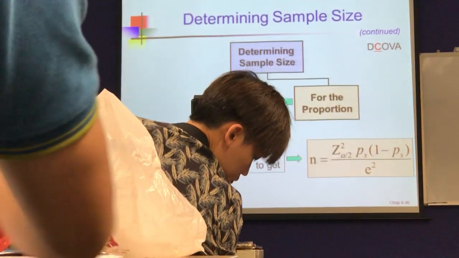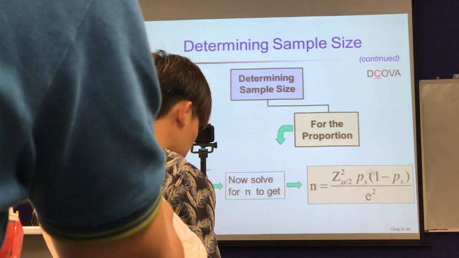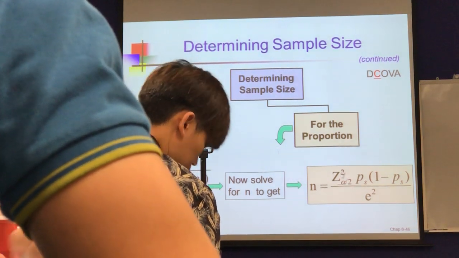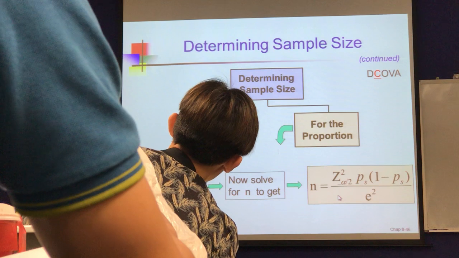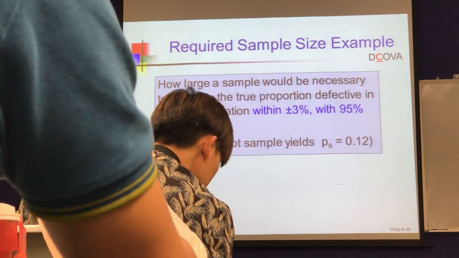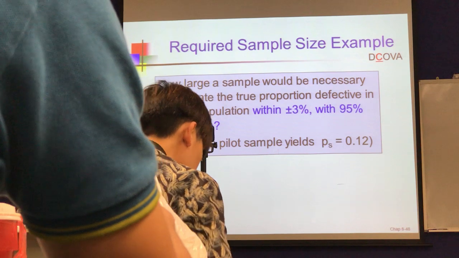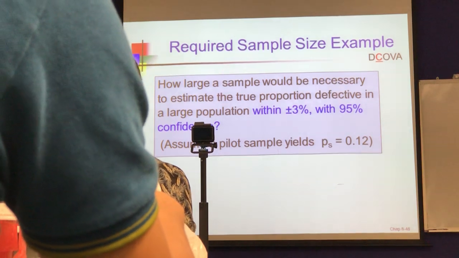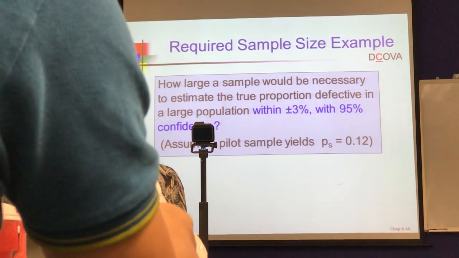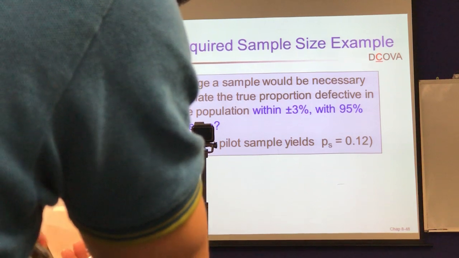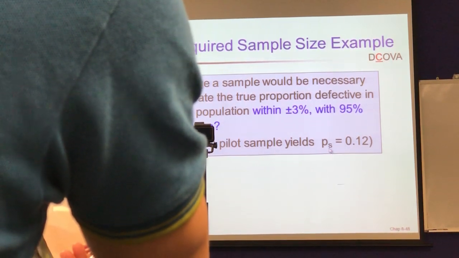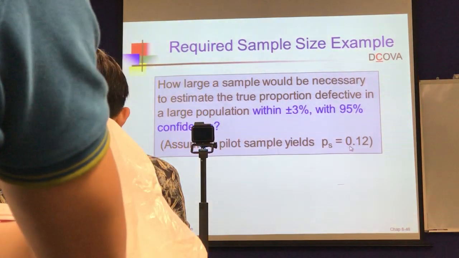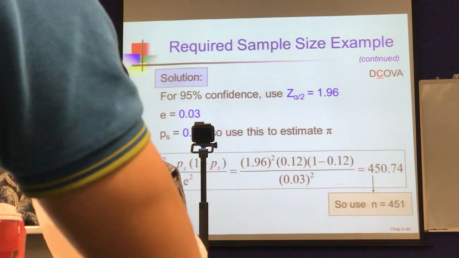For a proportion, you use this formula here, it ends up like this. Again, forget about the alpha divided by 2. So, let's look at one example. Let's say how large a sample would be necessary to estimate the population proportion affected in a large population within plus minus 3% with 95% confidence. So, what you need to do, assuming the sample proportion is 12%, is just plug in the formula. And the formula is this one here.